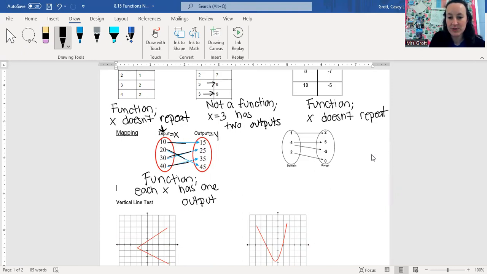Taking a look at the next one. So domain is x, range is y. So looking at the x's, 1 goes to 2, 4 goes to 5, and 4 goes to -5. Okay, 5 and -5 are not the same number. So this is not a function. x equals 4 has two different outputs.